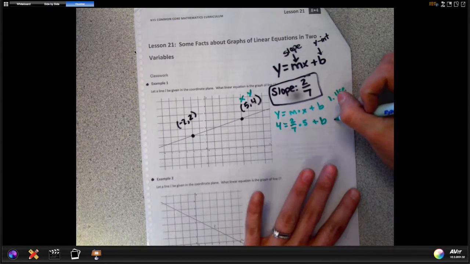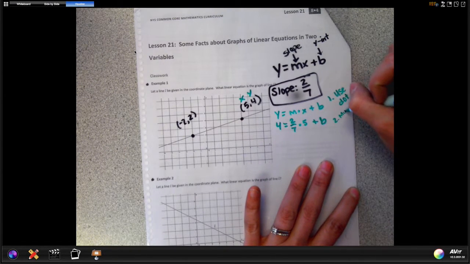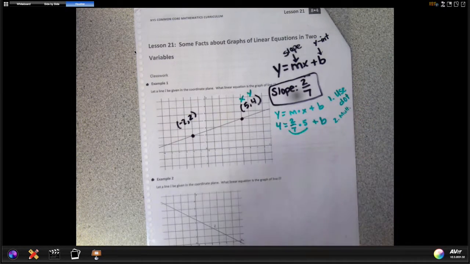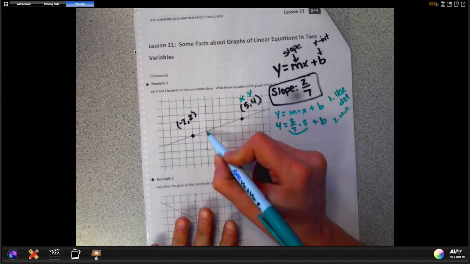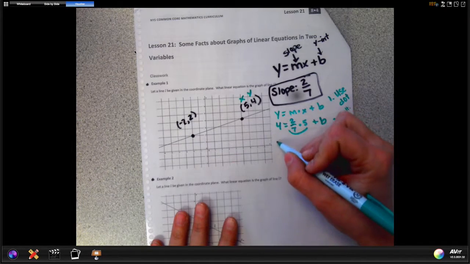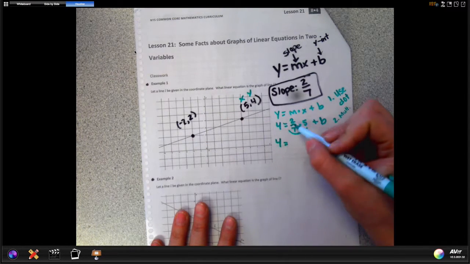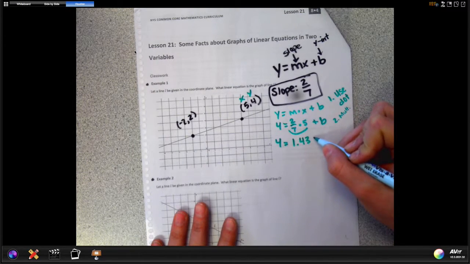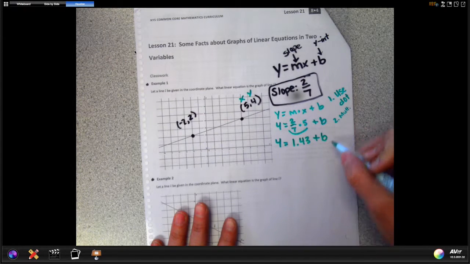Our second step is always going to be to multiply, or to simplify. There are always going to be these 2 numbers right here that we need to multiply together. So 2/7 times 5, you can either do that in a calculator and get a decimal, or you can keep the fraction. It doesn't really matter at this point because we're looking for the y-intercept. So I'm going to use the decimal version. When I multiply that, 2/7 times 5 gives you 1.43, and I'm rounding, but that's okay. So step 2 is to multiply.